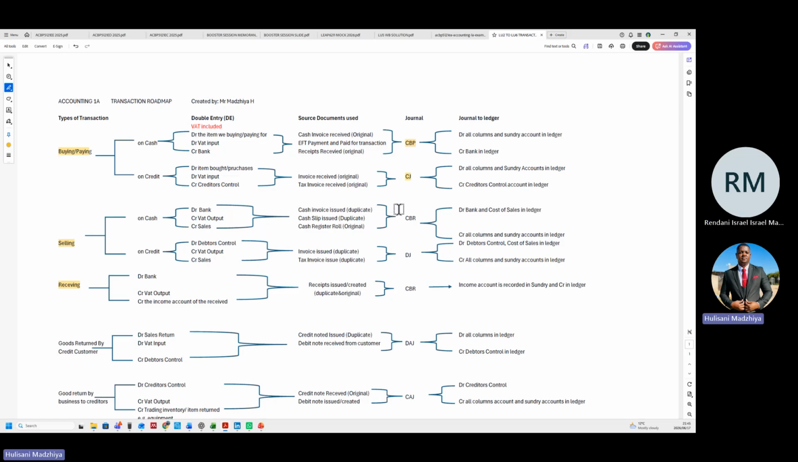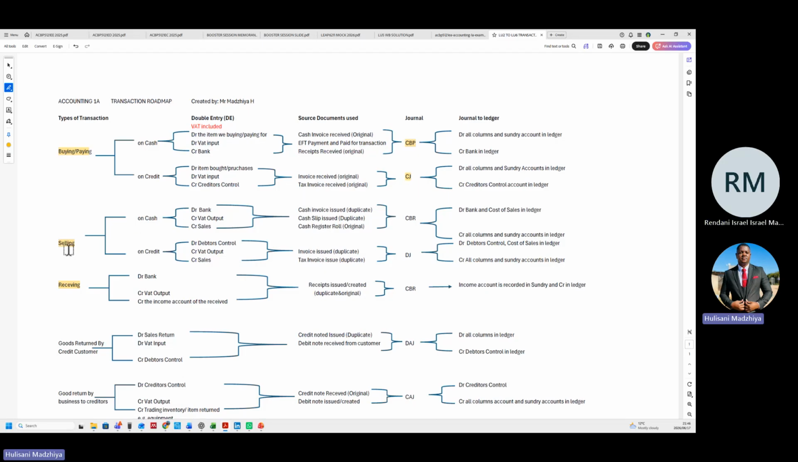In your creditors journal, the main column is the creditors control. That's your main column indicator. You record everything bought on credit, including the VAT amount. So when it comes to buying, we have two options. You look at the transaction: are we buying on cash or on credit? If we're buying on cash, then we're recording in the cash book payments. If we're buying on credit, we're going to receive an invoice or a tax invoice, then we're going to record this in the creditors journal.